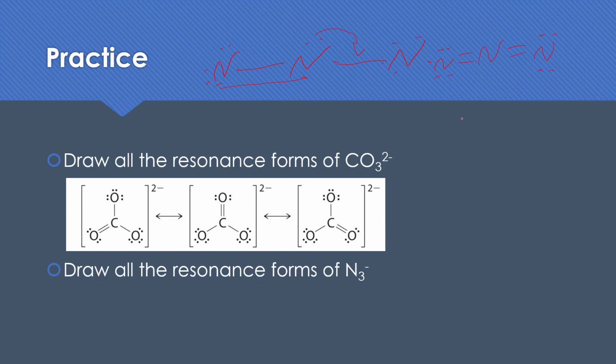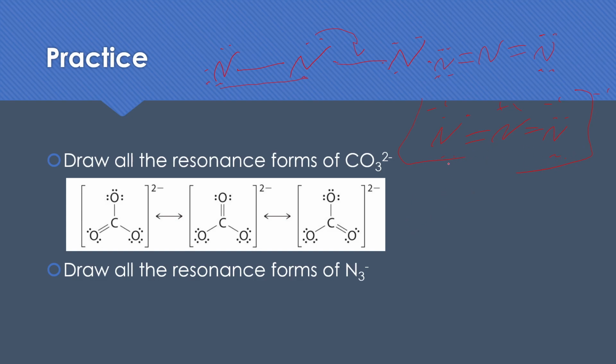this, right. And we can check the formal charges on this. So nitrogen, double bond, nitrogen, double bond, nitrogen. So 5 minus 6 is minus 1. 5 minus 4 is plus 1. 5 minus 6 is minus 1. So the overall charge on this molecule is going to be minus 1.